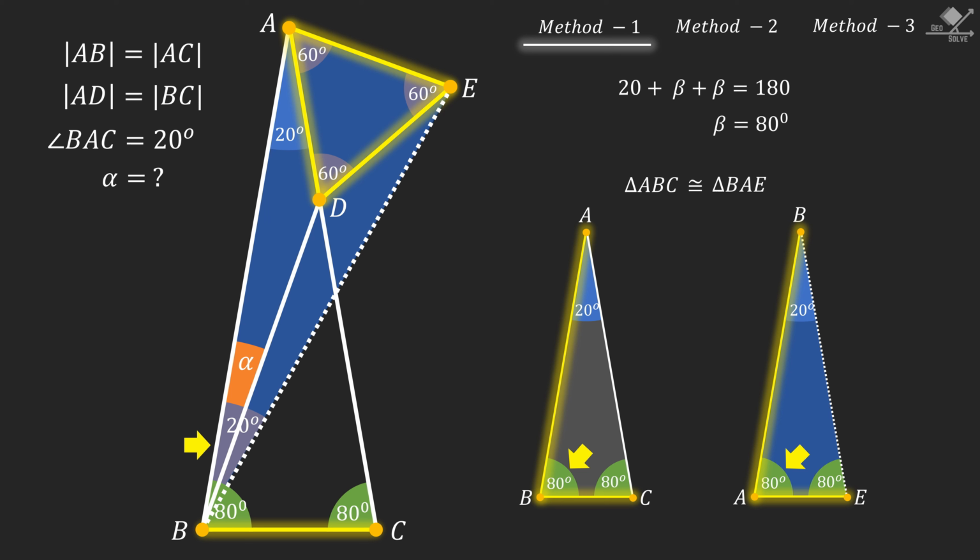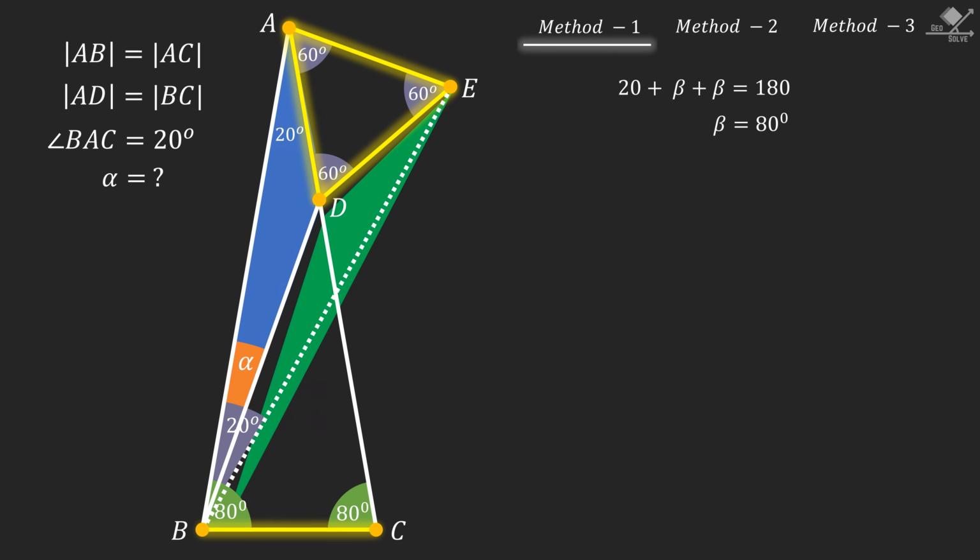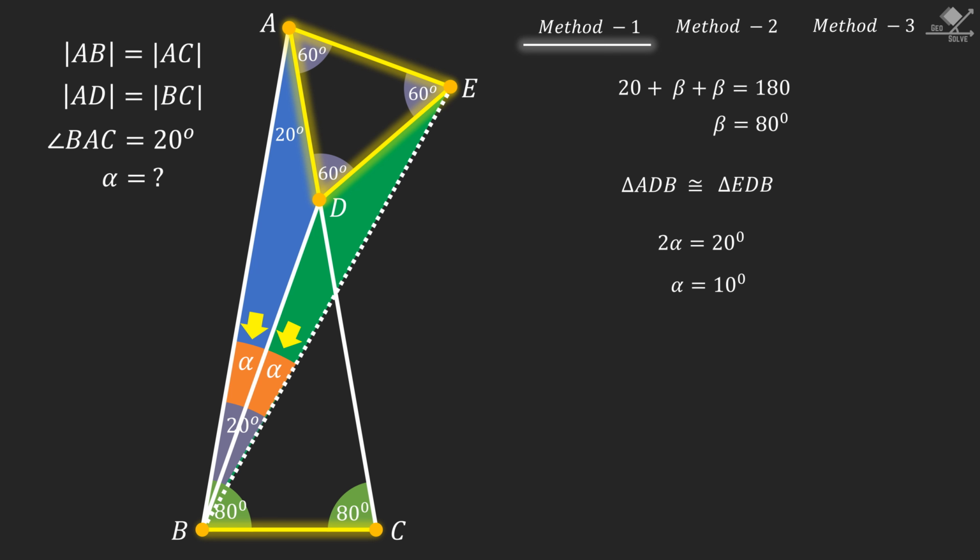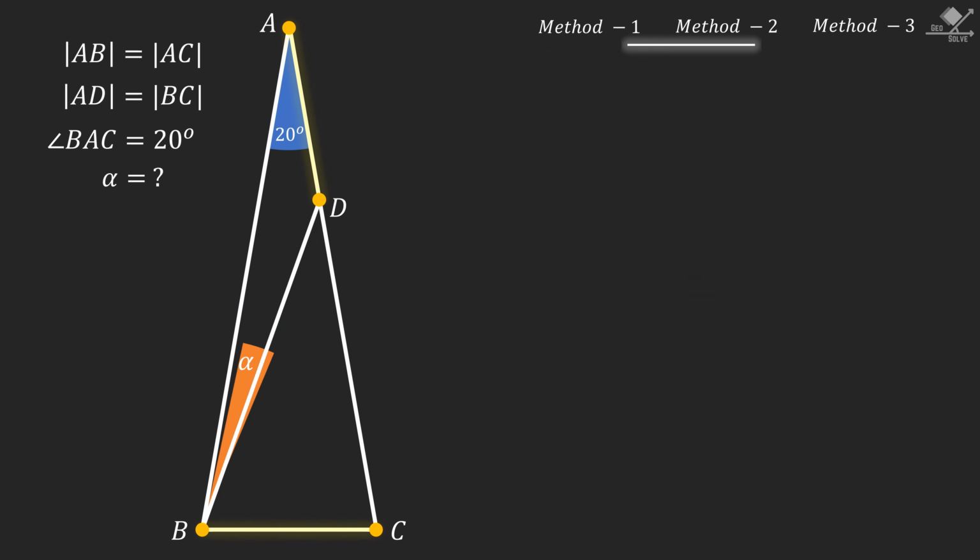Now focus on these blue and green triangles. These two triangles have all of their sides congruent, and that makes them congruent by side side side rule. Therefore, this angle should also be alpha degrees. From here, we can see that 2 alpha is equal to 20 degrees, and alpha will be 10 degrees. And that is our answer. Now let's clear the screen and start our second solution method.